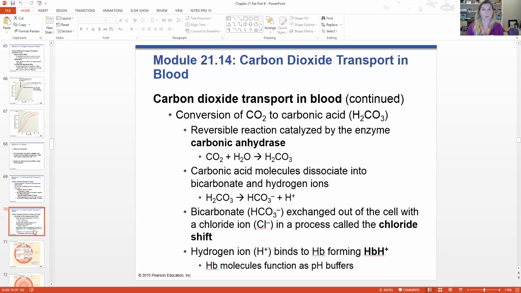So if our hemoglobin is there to soak up the extra hydrogen ions from the dissociation of carbonic acid, hemoglobin is acting as a buffer. Buffers are there to help balance the pH. Guess what? If your blood pH gets a little too high, our hemoglobin can dissociate from that hydrogen ion, release the hydrogen ion into the blood to help lower the pH, and vice versa, right? So hemoglobin is there to help act as a buffer.